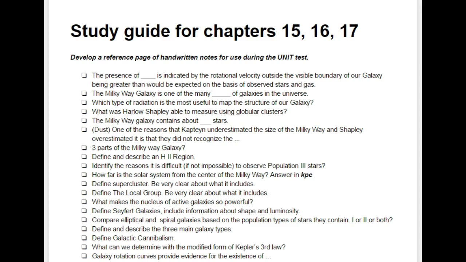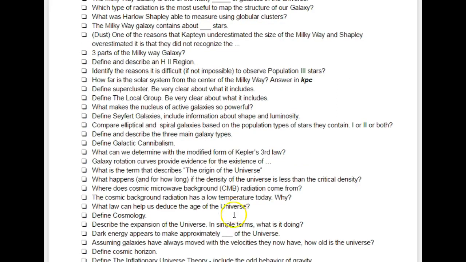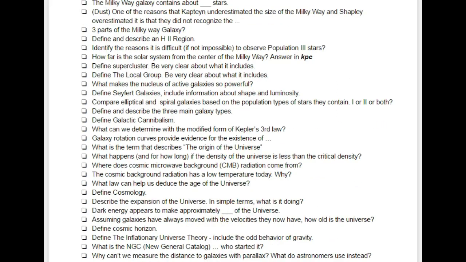You need to be able to define galactic cannibalism. I'll leave that to you to go write that down and put it in your notebook. That's a straight out definition. Not tricky at all. What can we determine with the modified form of Kepler's third law? We can determine the mass of the galaxy using that on a very large scale.